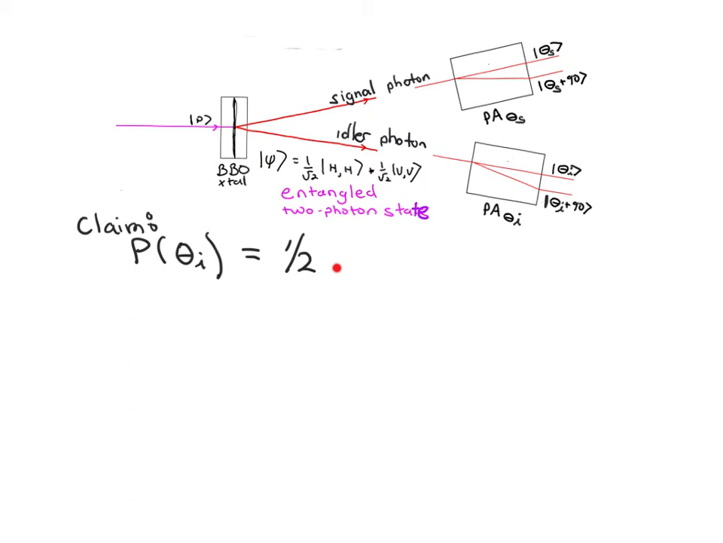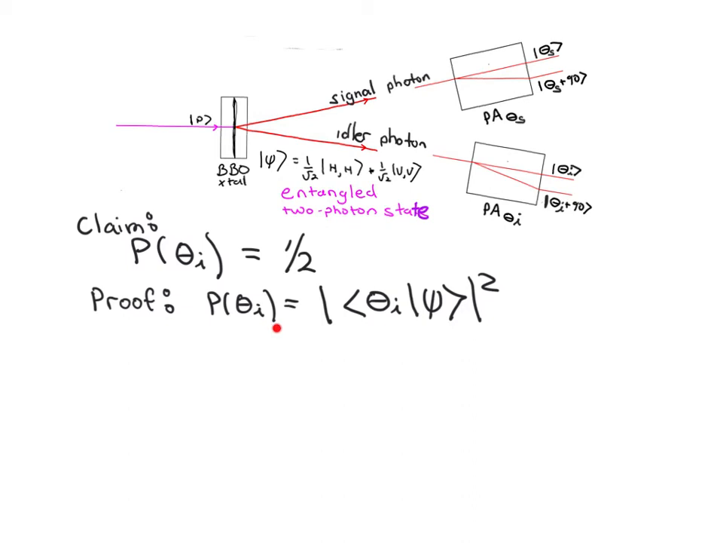And I made the claim that it was equal to a half. Let's actually show how to calculate that using our probability amplitude method. Well, as always, we start off by saying that we're going to calculate this probability by taking the magnitude squared of the appropriate probability amplitude. So let's calculate that probability amplitude.